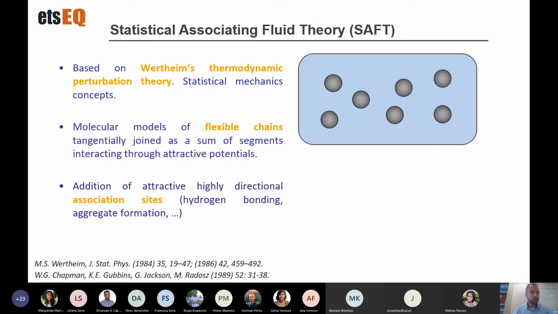And now let's go on to SAFT. I know that some of you are very familiar with that, and maybe some others are not. So I will just try to make a brief summary. Okay.